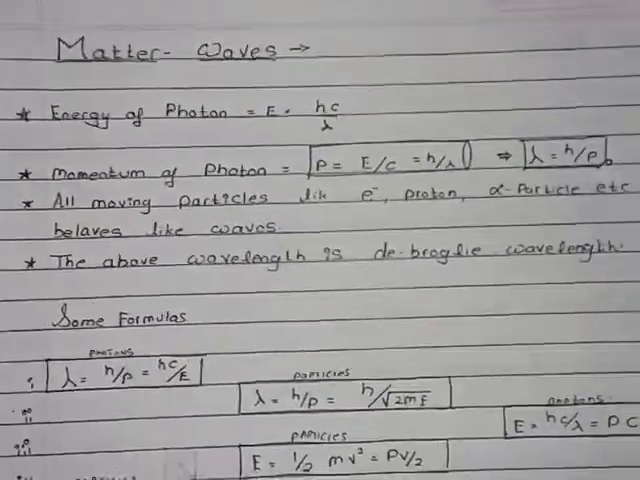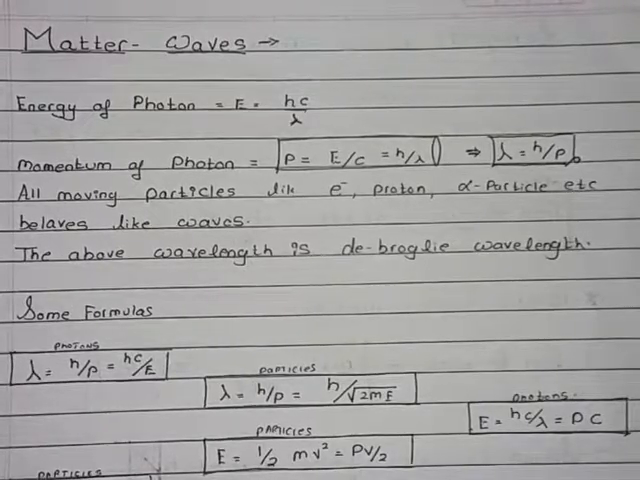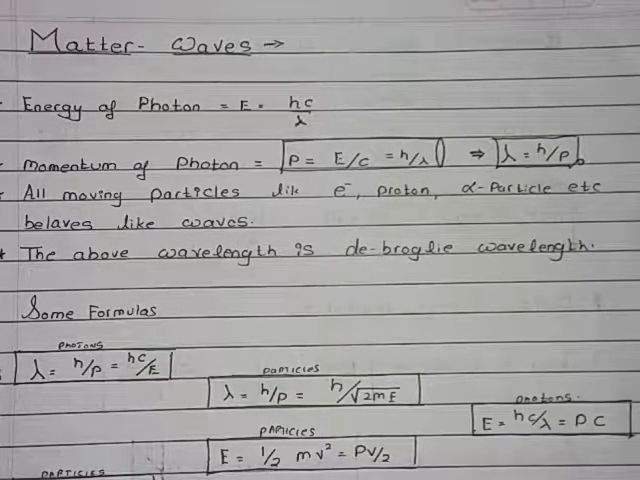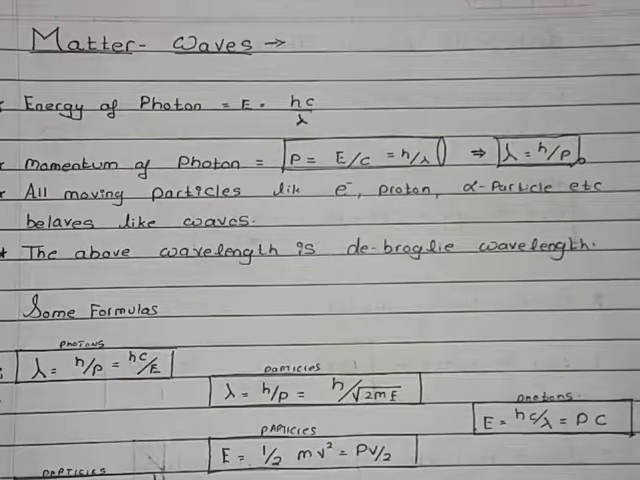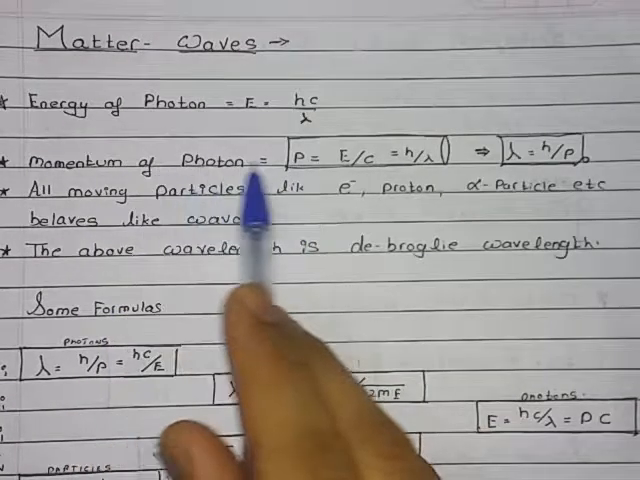Now let's get down to our next part, that is nothing but matter waves. De Broglie, one of the most important parts of physics. Energy of photons, E equals hc by lambda. Momentum of photons, we can say this is a very useful formula.